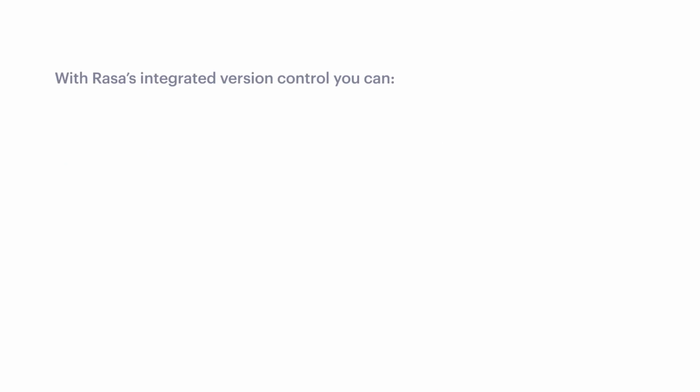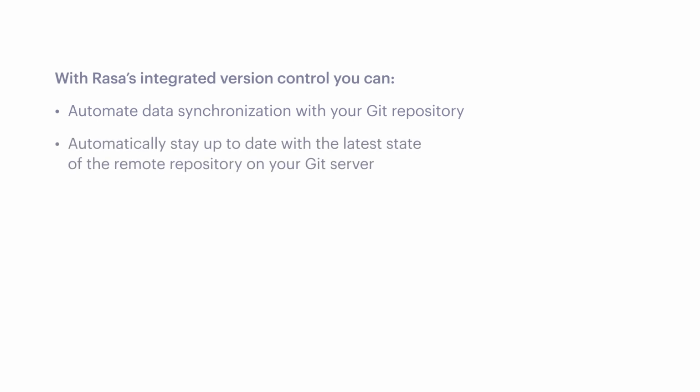With Rasa's integrated version control, you can automate data synchronization with your Git repository, automatically stay up to date with the latest version of your remote repository on Git server, and annotate new data and push the changes to Git. In addition to that, Rasa's integrated version control makes it easier to connect an existing assistant to the Rasa server and work on the improvements.